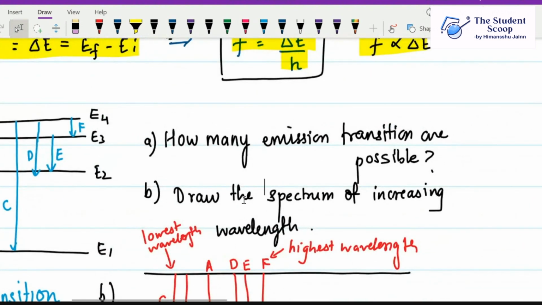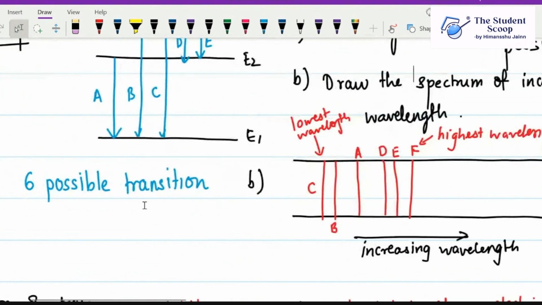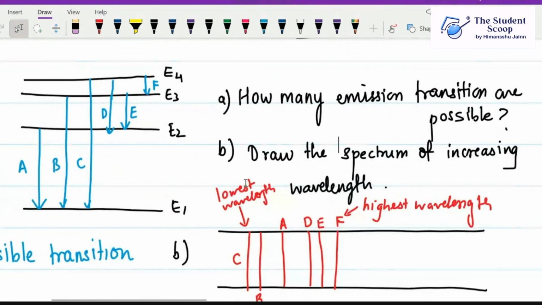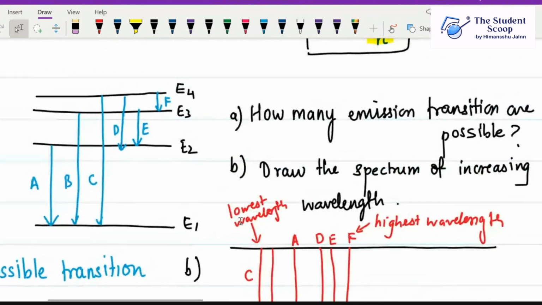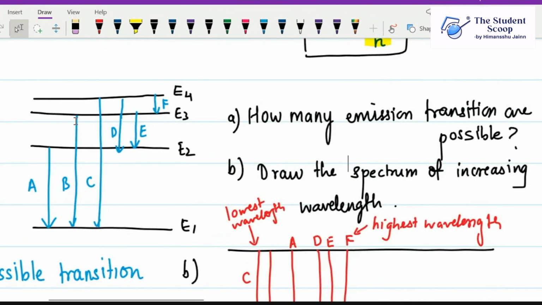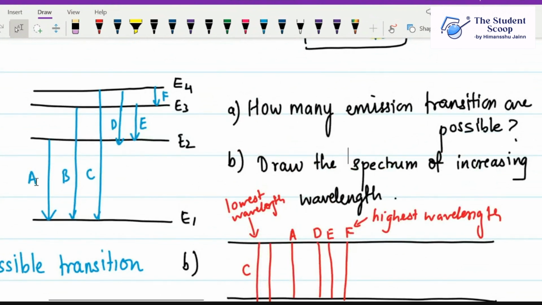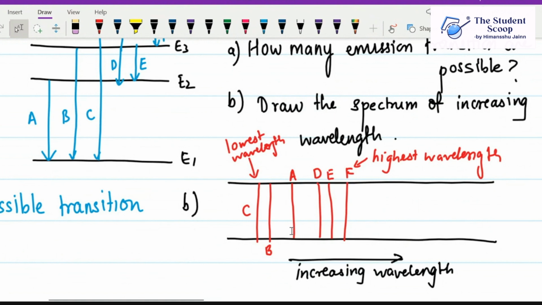If the question says draw a spectrum of increasing wavelength, you will see that the largest difference is E4 to E1. Now, the higher the difference, the lower the wavelength, because they are inversely proportional. So the lowest wavelength will come first, that is C. Then the second highest difference is B, and the difference between the energy levels of E4 and E3 is not that much, so B and C are very close to each other. Then we have A, which is next, and A has a much higher difference. So there is more spacing between E3 and E2, so there has to be more difference in the wavelength as well. That's why I drew A a little further away from B.